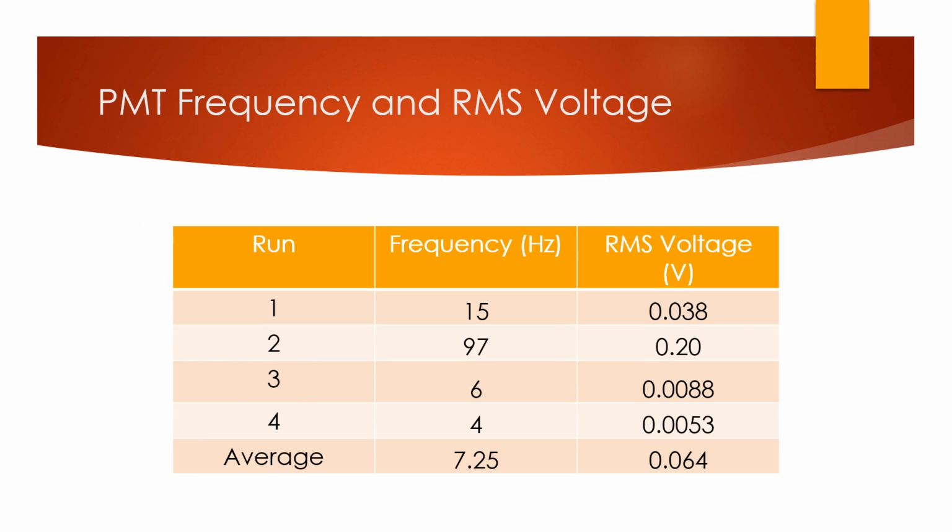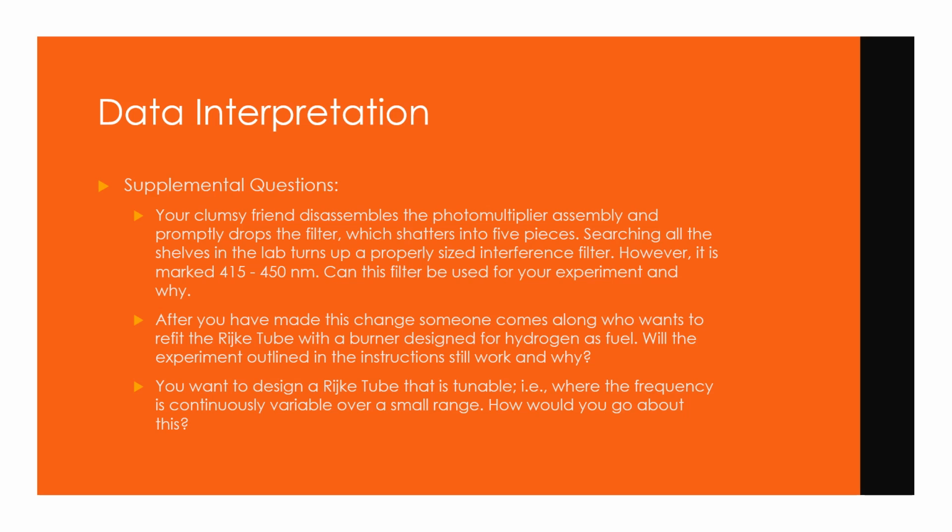It shows that as frequency decreases, so does voltage. This makes sense given that voltage is an interpretation of signal strength, and greater resonance corresponds to a stronger signal. A few supplemental questions are listed below and can be used to better understand the Rijke tube and the data.